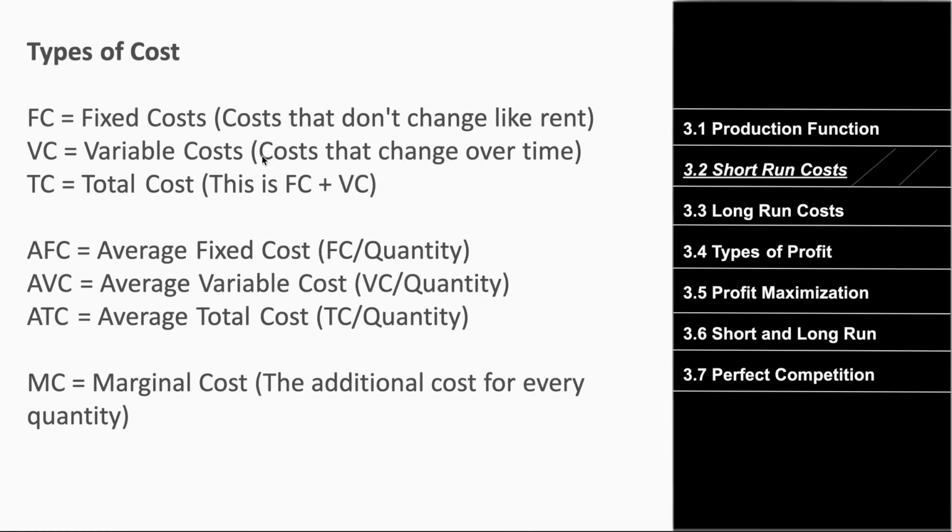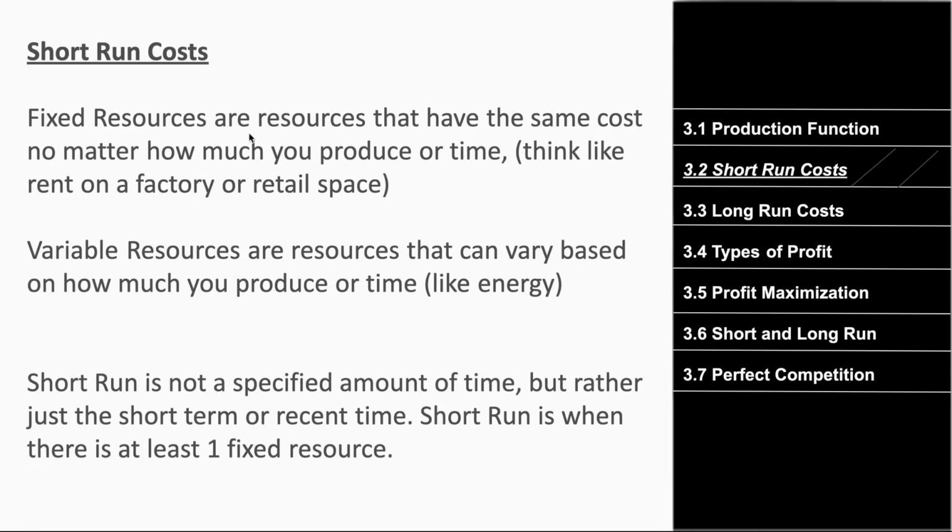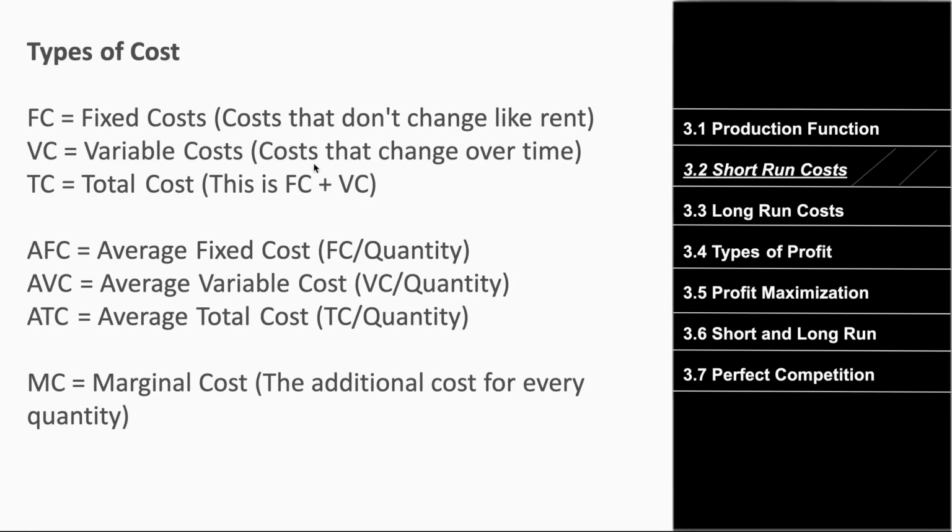And now there are different types of costs that we should probably cover. Fixed costs are costs that don't change, like rent, like we talked about earlier, fixed resources. Variable costs are costs that change over time. And total cost, make sure you remember this: total cost is fixed cost plus variable cost. For total cost, you just add the two up and you should get the total cost.